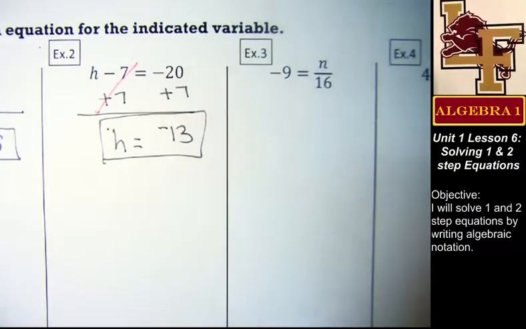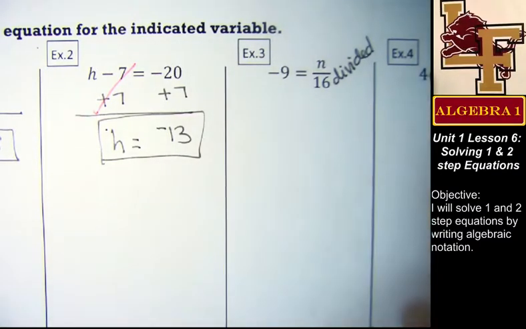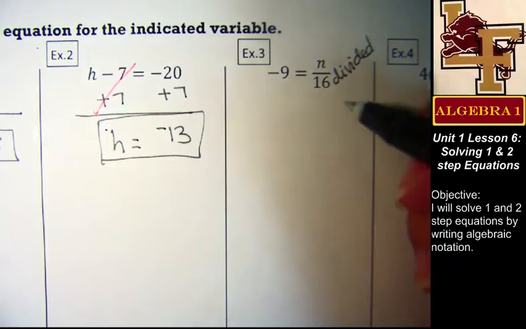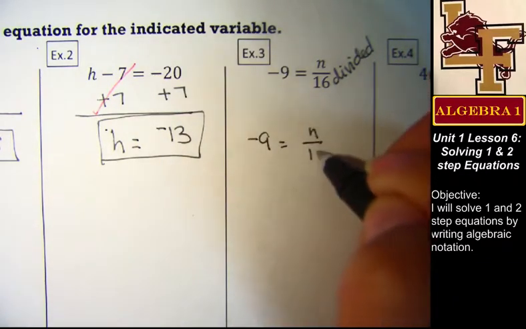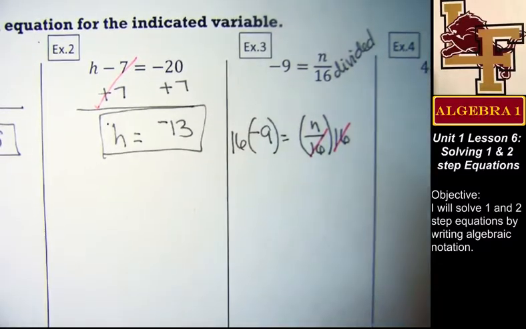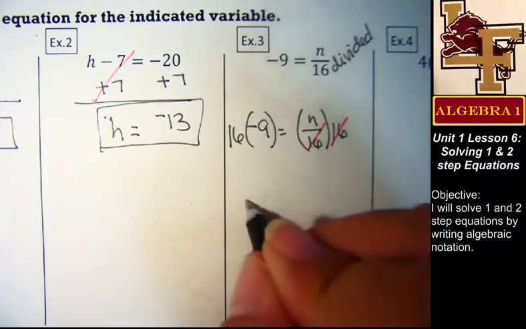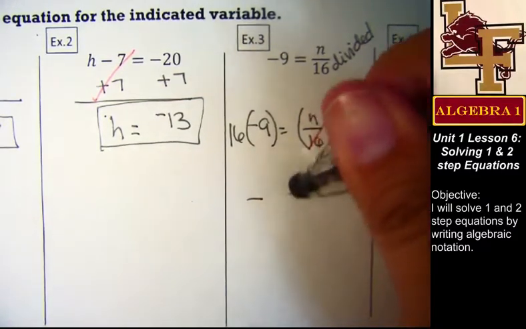Example number 3. What's happening to the variable? It's being divided. How do you undo division? Multiply. What should I multiply by? 16, because 16 is what is dividing the variable. These will undo each other. And now I need to do 16 times 9. I can't do that in my head. Someone help. 16 times 9. I know the answer is negative because of the sign. 144. All right, I'm going to totally believe you.